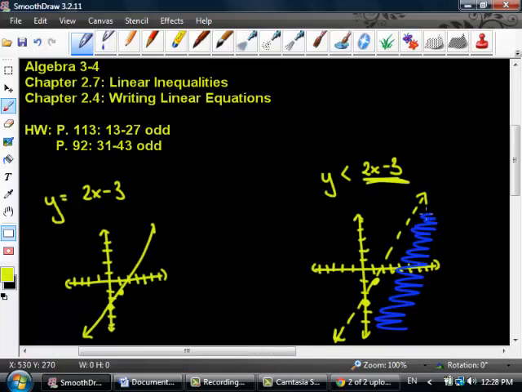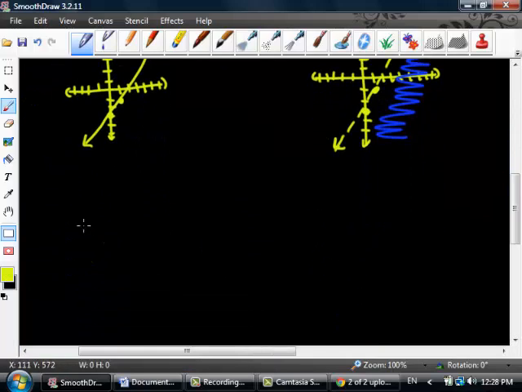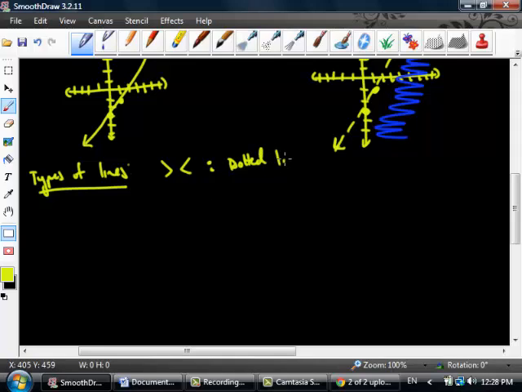Okay, so let's do some clarification here. The type of line that we have is dependent upon the type of inequality we have. So if we have greater than or less than, that will lead to a dotted line, and that is depicted by this dotted line. If I have greater than or equal to, or less than or equal to, that is going to lead into a solid line. I hope this is kind of reviewish for you guys. And a solid line looks like that.